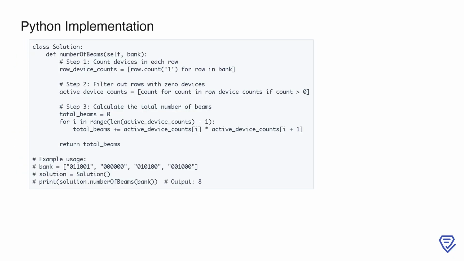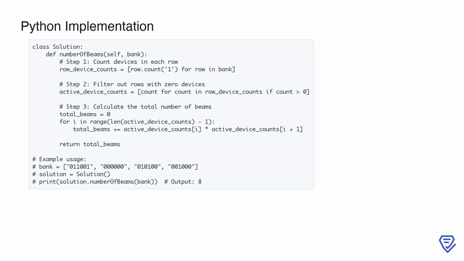This Python implementation solves LeetCode problem number 2125, number of laser beams in a bank. The problem involves calculating the total number of laser beams formed between security devices in a bank represented as a binary matrix. The number of beams function works as follows. Step 1: the code first calculates the number of security devices, ones, in each row using a list comprehension. This is done with row.count(1) for every row in the input matrix bank. The result is stored in row_device_counts.